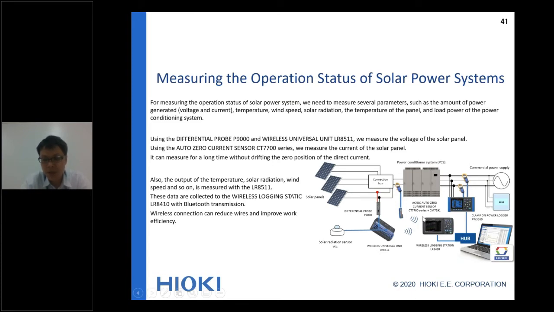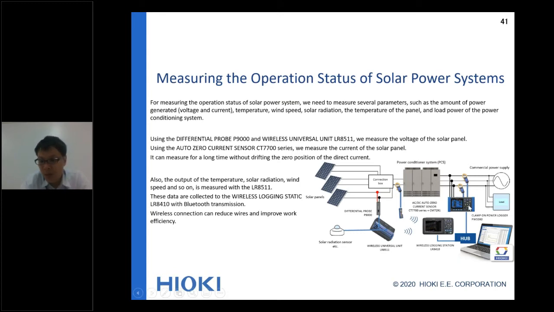The CM7291 is like a power source, but it is not just a power source. The CM7291 also has Bluetooth technology, and this data can transfer wirelessly to this unit, the wireless logging station LR8410. This data logger is similar to the LR8450, but the LR8450 uses Wi-Fi technology, while the LR8410 uses Bluetooth technology. Please use the device according to your situation.